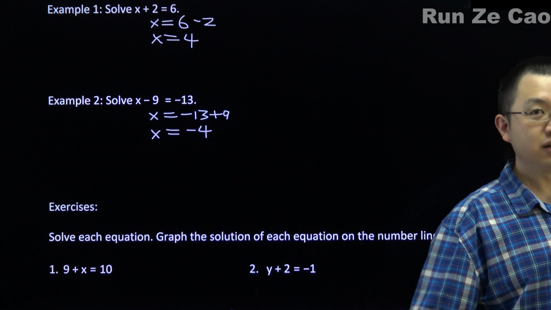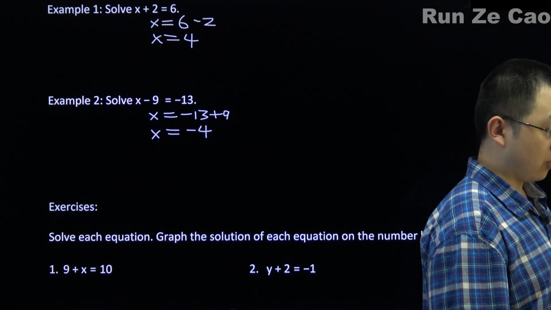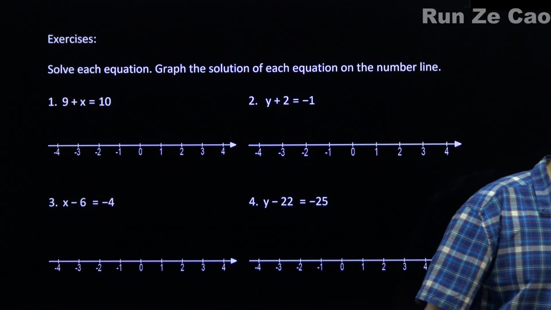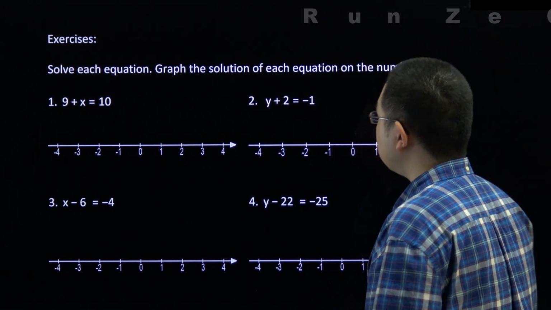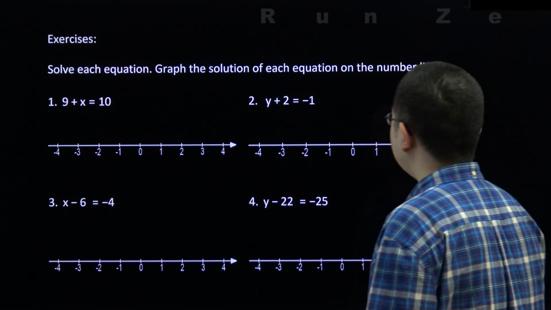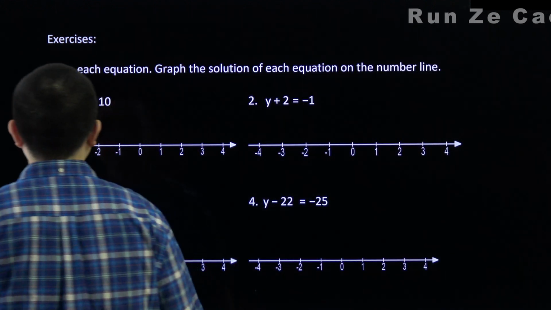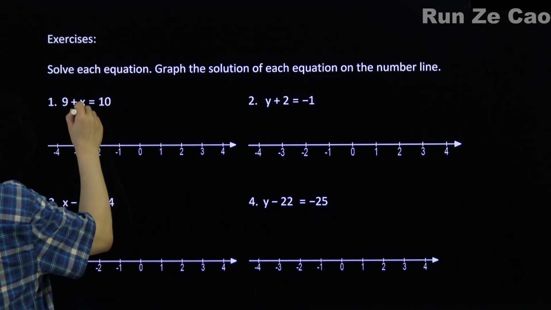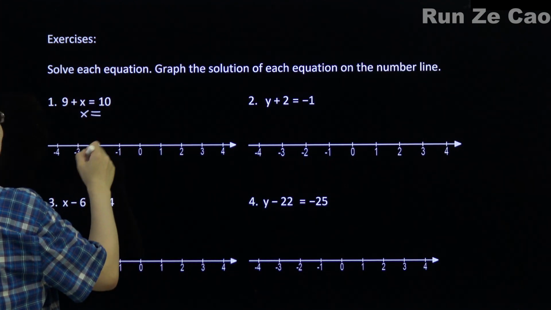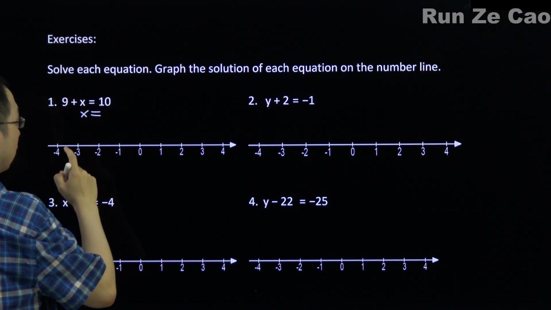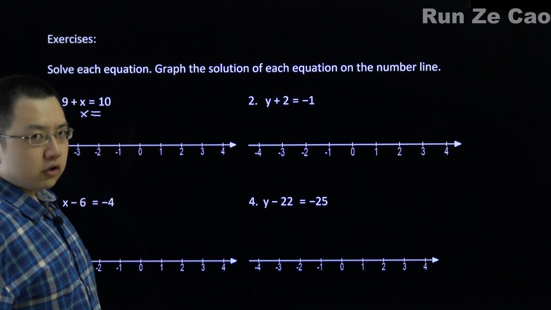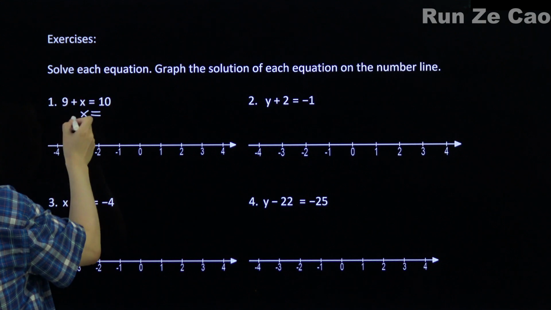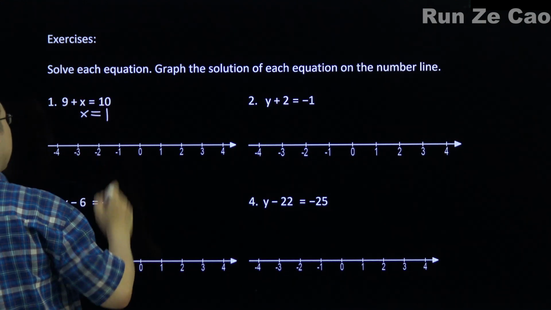Because if you add 9 to both sides, they stay equal. Alright, exercises. Solve each equation, graph the solution of each equation on the number line. 9 plus x is equal to 10. x is equal to 10 minus 9. So, if you're reasonably practiced at algebra, your teacher is going to let you go from this straight to the solution, which is going to be x equals 1.